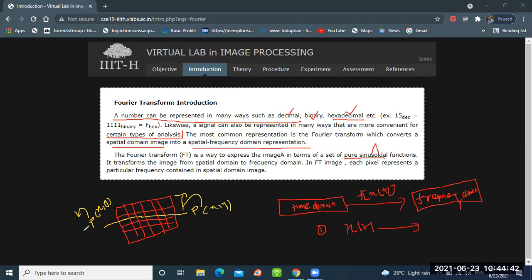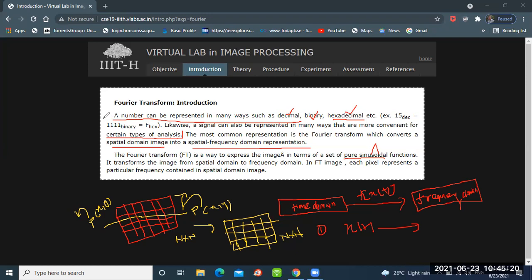If there are n number of pixels, or we can say it is n cross n size in your spatial domain, then when I convert it to the frequency domain, the resultant image will also be n cross n, and the number of pixels will be the same. So this is the introduction part about what you understand by Fourier transformation. Hope it is clear to all of you.